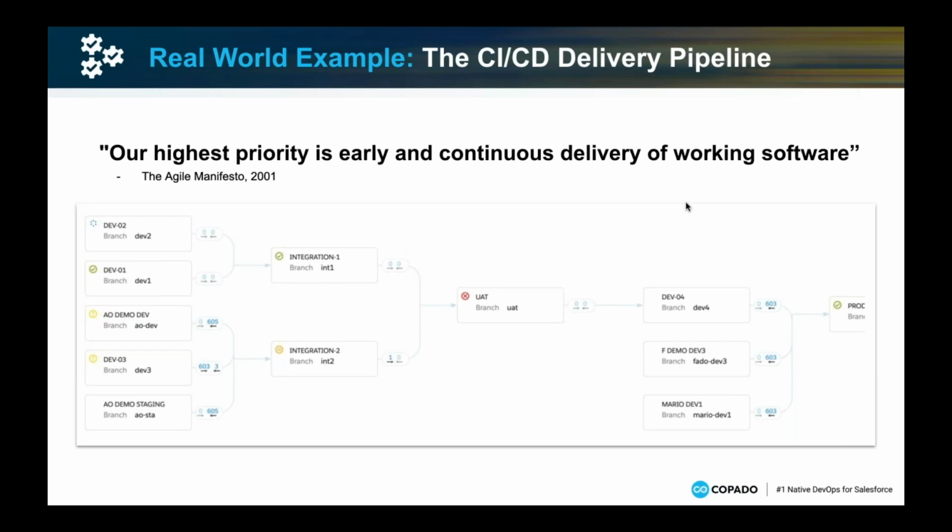And so the whole practice of continuous delivery, the term itself came from the Agile Manifesto, that our highest priority is early and continuous delivery of working software. And so what we've done is try to build a CI/CD delivery pipeline that allows you to visualize the flow of changes and to streamline that whole process from development through testing to production.